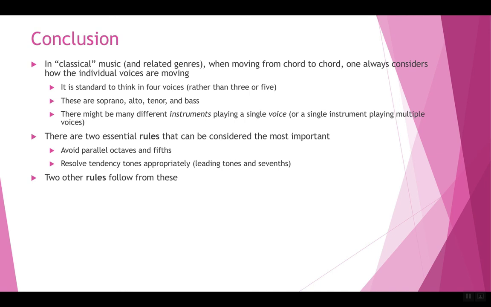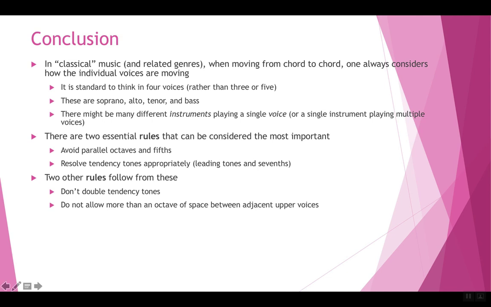The two other rules, I think you could say follow from them, or at least they're consistent with them. One of them is don't double your tendency tones. This one really does follow from the idea of resolving tendency tones, right? If you've doubled a tendency tone, and you're going to resolve the tones correctly, then they're going to create parallel octaves and fifths. So this one follows from both of these rules. Another one is not to allow more than an octave of space between adjacent upper voices. This one isn't as big a deal as these, but maybe these three are the biggest ones. And this last one is kind of important for getting a good sound. Anyway, let's keep going.